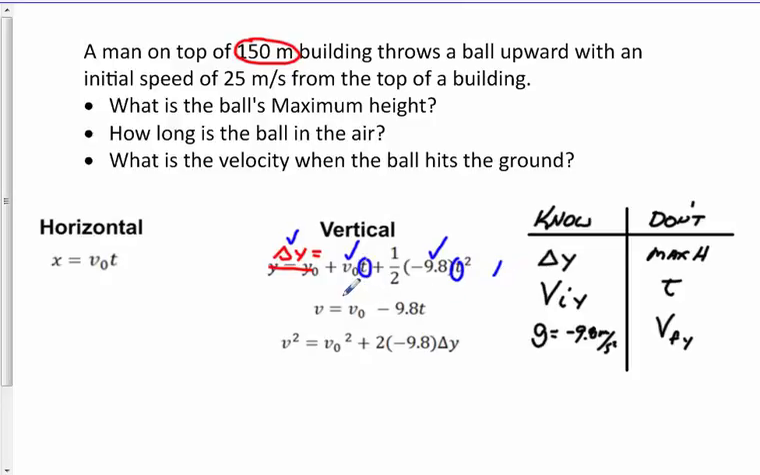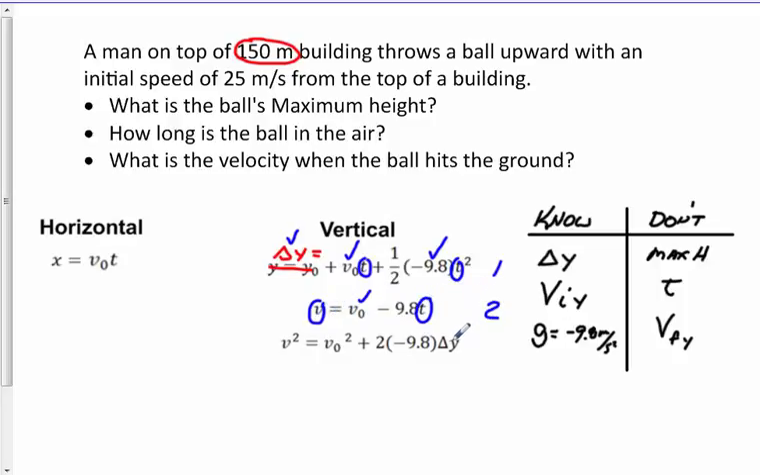I come to this equation. What do I know? Do I know this? Yes. Do I know final velocity? No, I don't know that. Do I know time? No, I don't know that. How many unknowns? Two. So I can't solve that right now. I cannot have one equation with two unknowns.